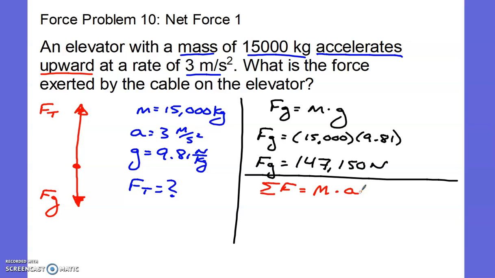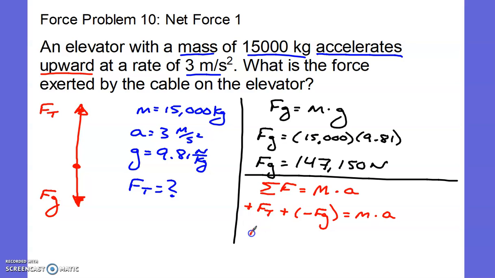Now, for the total force, we have two of them. We have the tension, which is up, and the gravitational force, which is down. The tension, since it is up, is positive. The gravitational force, which is down, is negative. So you can either say plus negative Fg, or you can just say minus Fg. So we're adding all those forces, but understand that since the gravitational force is down, it will be negative.